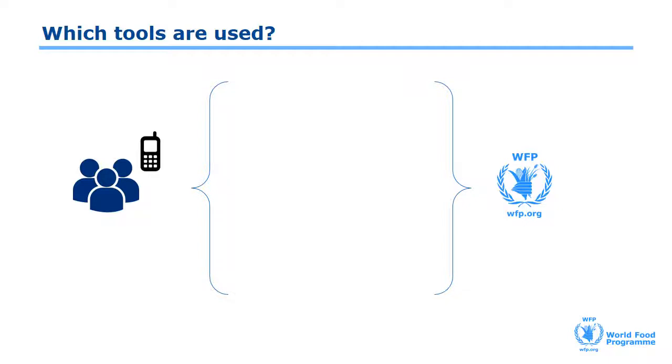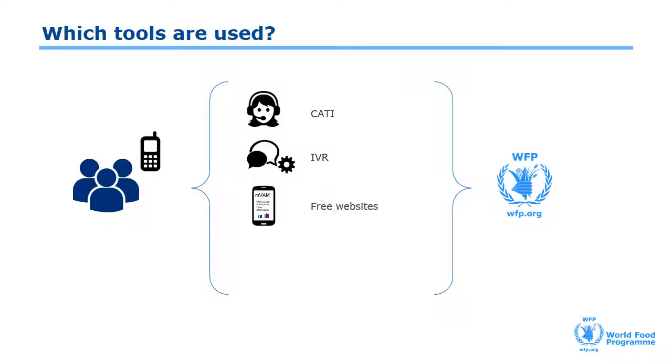The tools we use for two-way communication are CATI, computer-assisted telephone interviewing, IVR, interactive voice response, and we've also developed two new tools, free websites, and a chatbot that will be tested in Kenya and Nigeria in early 2018.